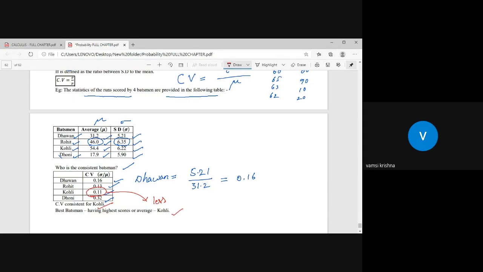Students, can I move to the next chapter? Respond yes or no. Are you there? Yes, sir. Okay, thank you. And now let's take the next chapter, that is calculus.